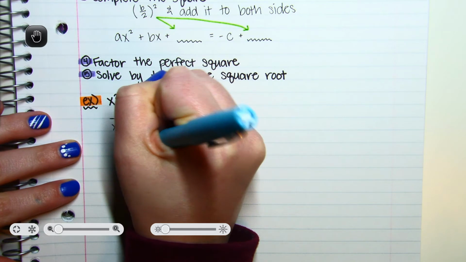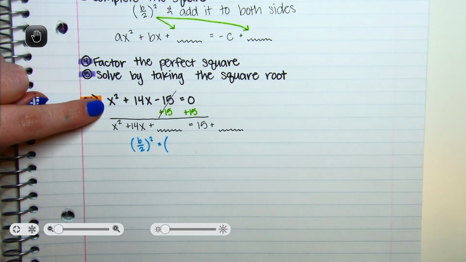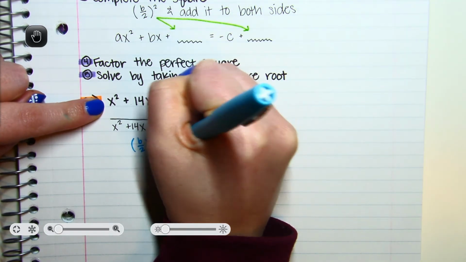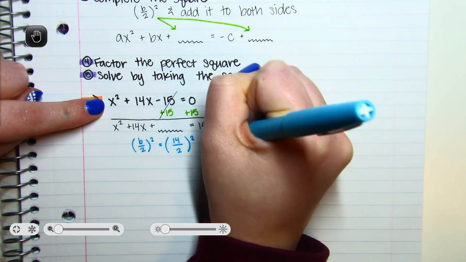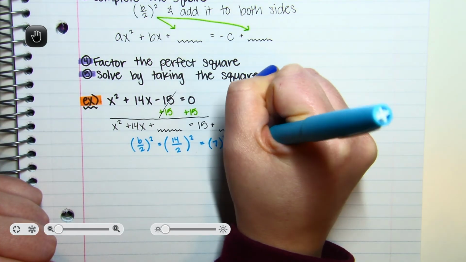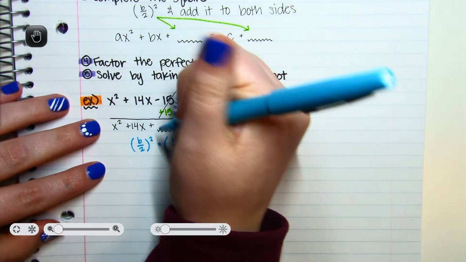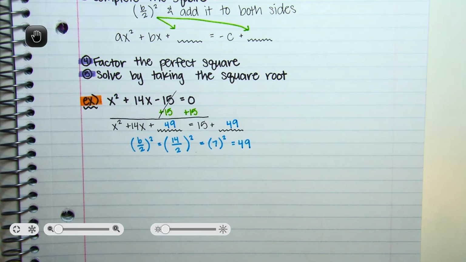So b divided by 2 quantity squared. What is my b value? If you said 14, you are correct. So 14 divided by 2 squared. This is equal to 7 squared, which is 49. So that's what I'm adding to both sides. I am adding 49 to the left side, 49 to the right side. Now, I need to factor this left side. So let me do that in another color.